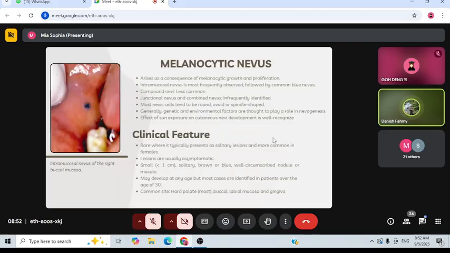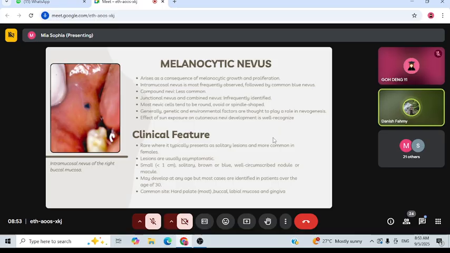Next is melanocytic nevus. It arises as a consequence of melanocytic growth and proliferation. The intramucosal nevus is most frequently observed, followed by common blue nevus, and compound nevus are less common. Junctional nevus and combined nevus are infrequently identified, and the nevus cells tend to be round, ovoid, or spindle shaped. Generally, genetic and environmental factors are thought to play a role in nevogenesis. The effect of sun exposure on cutaneous nevi development is well recognized.